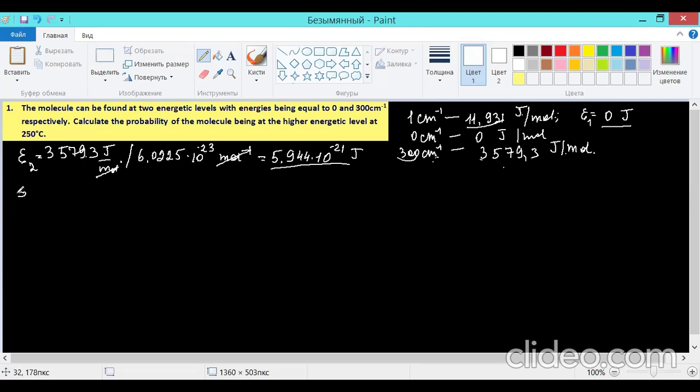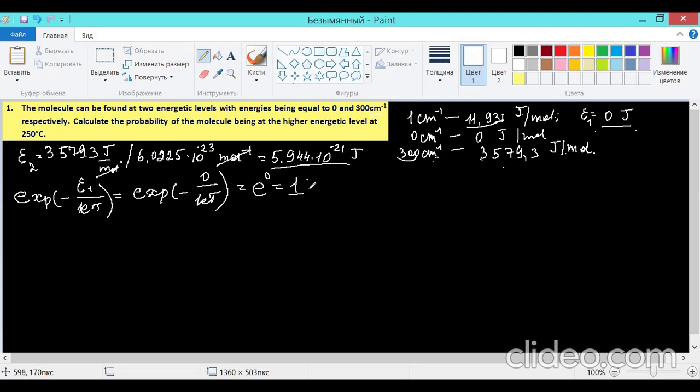So, exponent raised to minus epsilon sub 1 divided by kT, right, is equal to exponent minus 0 over kT, because we have just found that this corresponds to 0 joules, but it means only one thing: it is e raised to 0, it is equal to 1. This is the Boltzmann factor for the ground state.